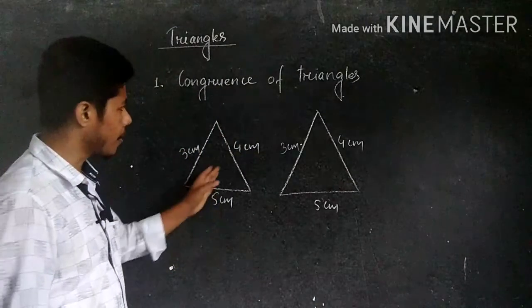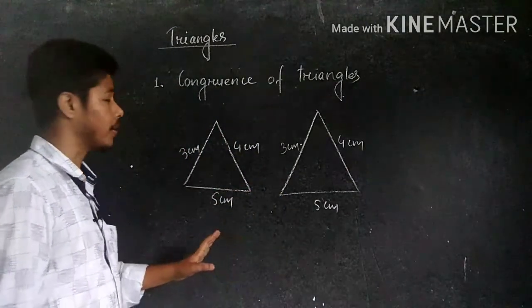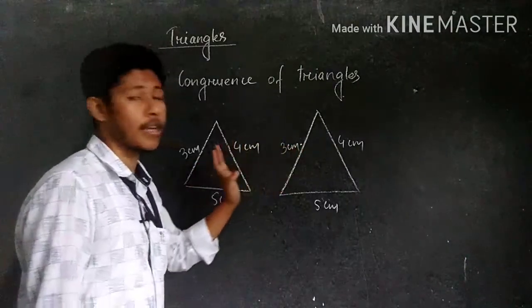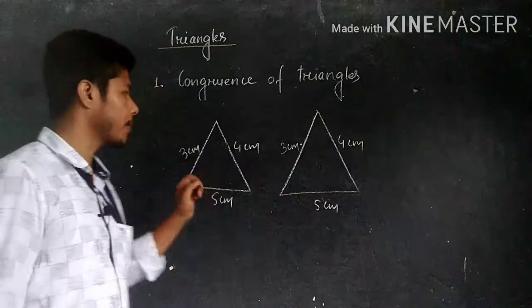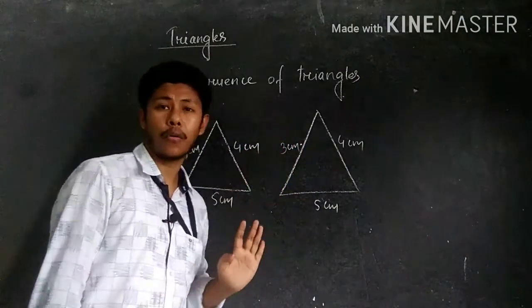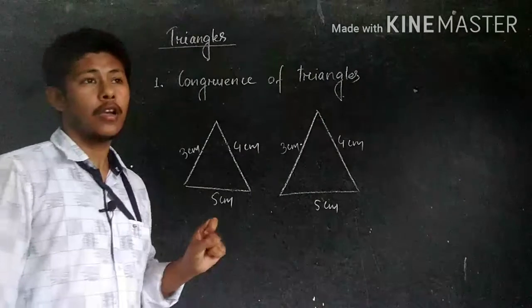Now in this case, can we say these two triangles are congruent? Yes, because their shape and size are same. 3, 4, 5, 3, 4, 5 lengths are same. So that's what we can say, these two triangles are congruent. Shape and size are same.